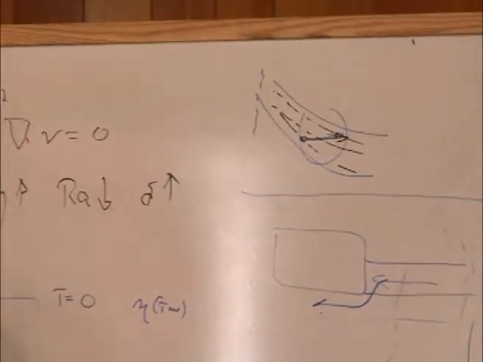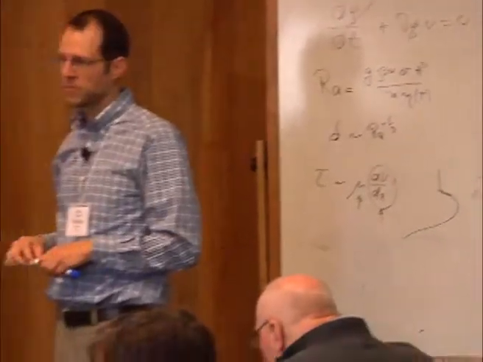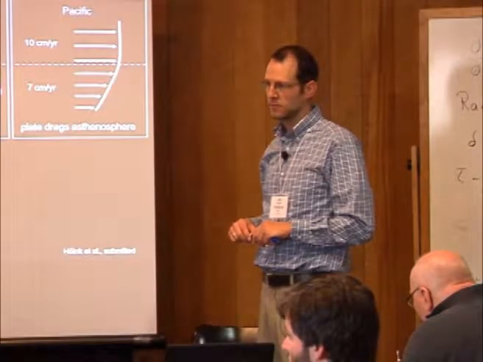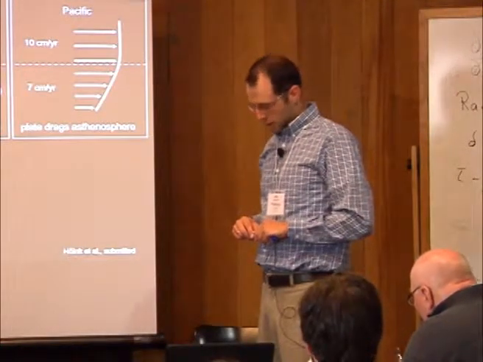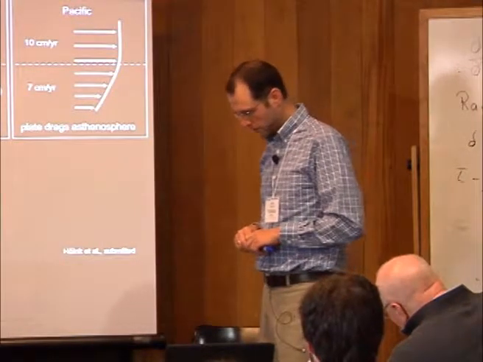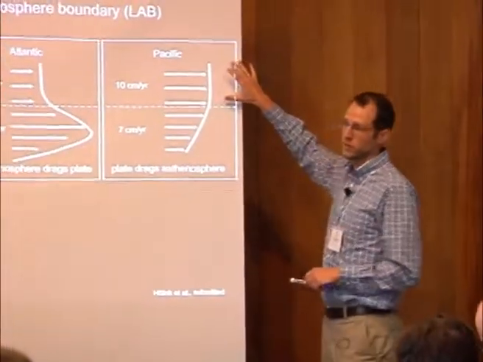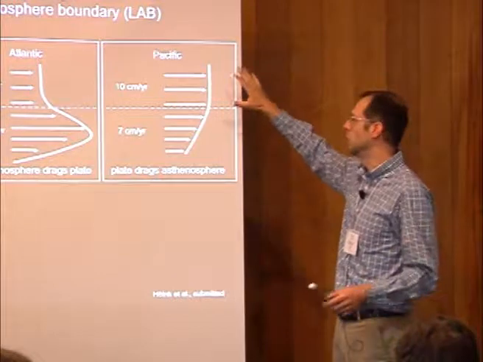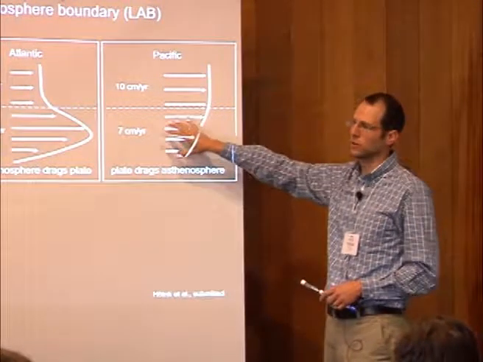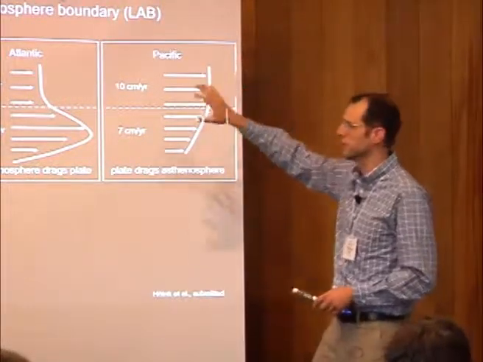What is the relative contribution of ridge push? It is not as big an effect. Slab pull is obviously dominant where it exists. So say the Pacific plate, even though you have this pressure driven flow, it doesn't matter because your plate is so much faster being pulled. Now if you don't have this, then this can come into effect.